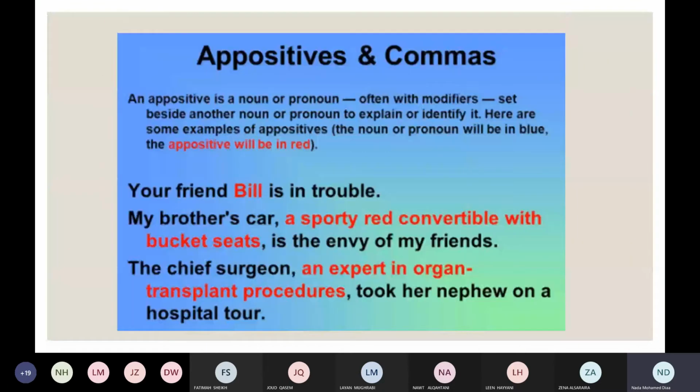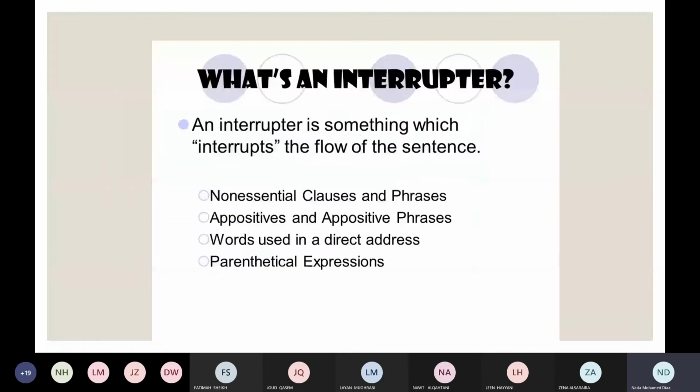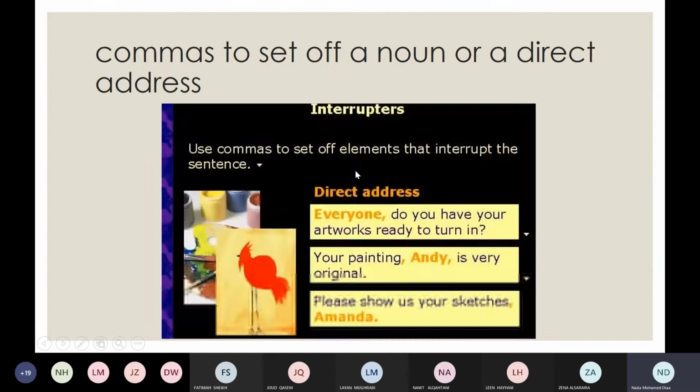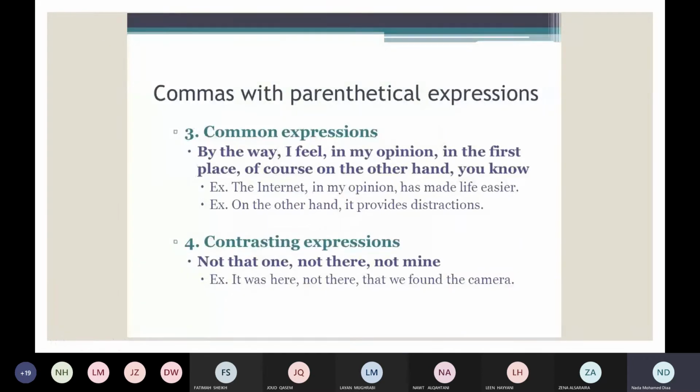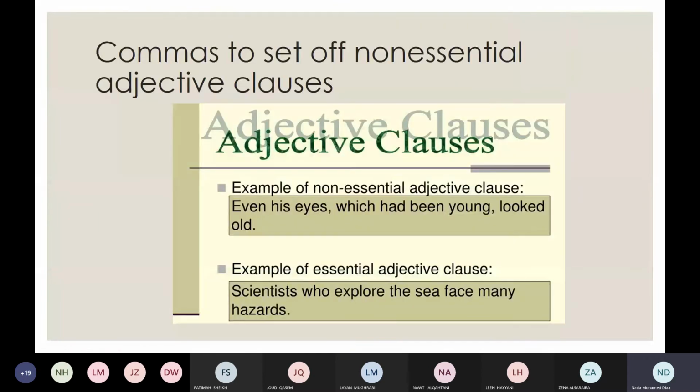Then, again, we go back to the list. We took direct expression, parenthetical expression, so we are left with the clauses. Clauses to set off non-essential adjective clauses. Teacher, are there non-essential adjective clauses? Yes. Let's remember. What is an adjective clause? An adjective clause is a clause that comes after a noun to modify it.